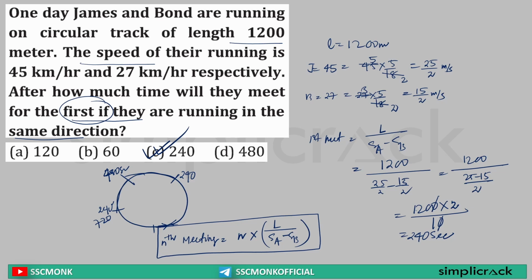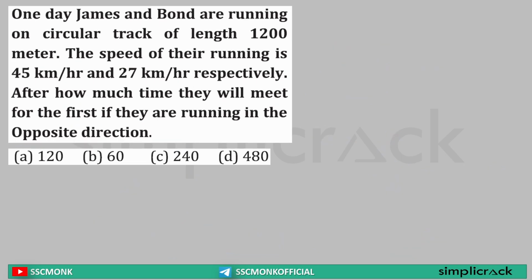So in order to find the nth meeting, if it says when they will meet for the fifth time, they will meet after 5 into 240 seconds, that is 1200 seconds. Clear? So this is how you can directly find the answer. Next. James and Bond are running on a circular track of length 1200 meters.